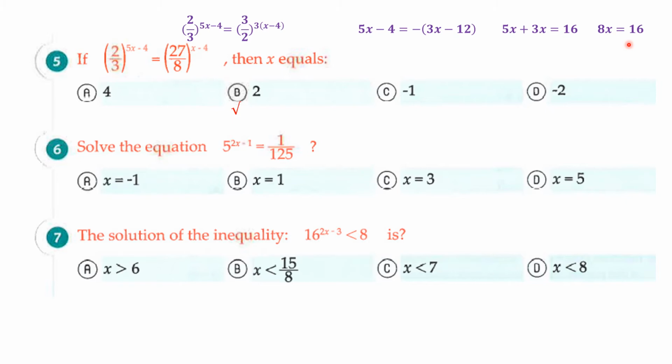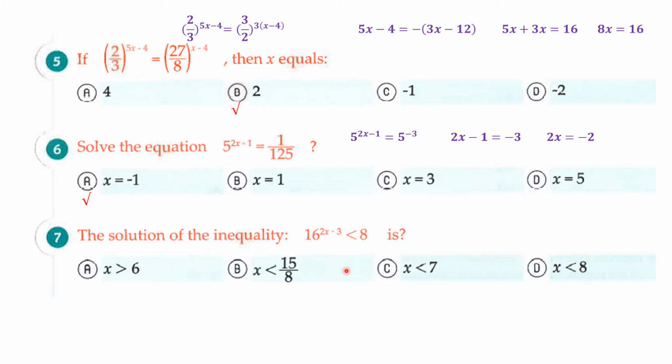Solve the equation 5 to the power of 2x minus 1 equals 1 over 125. Base is equal. 125 is 5 to the power of 3. 1 over 125 is 5 to the power of negative 3. So 2x minus 1 equals negative 3, and you will end up with x equals negative 1.